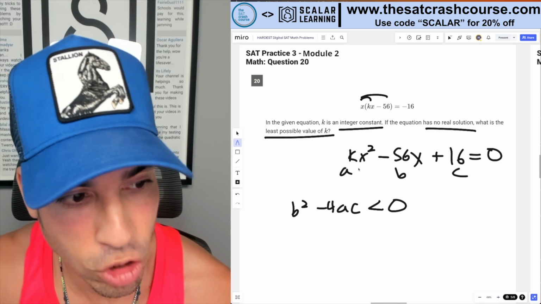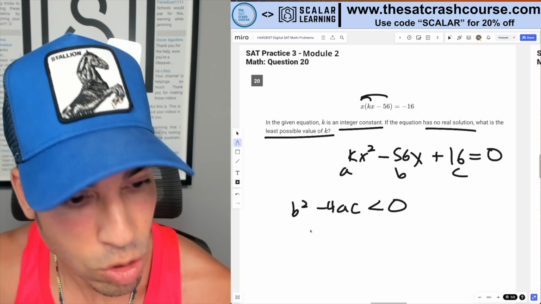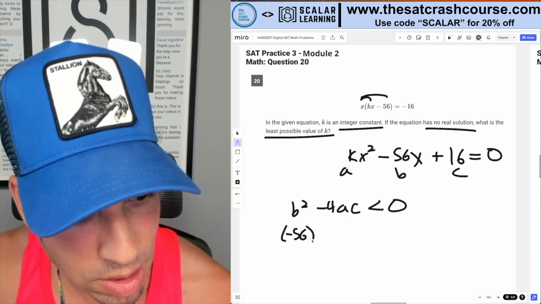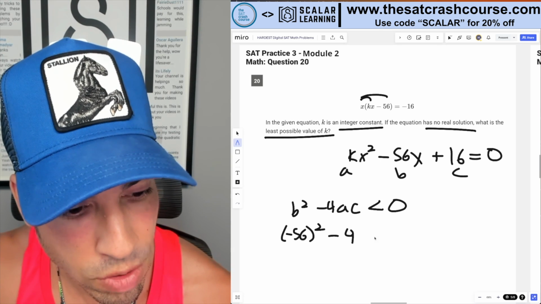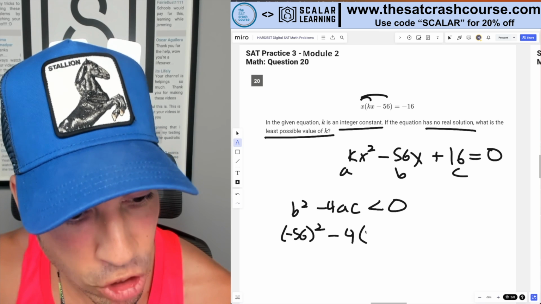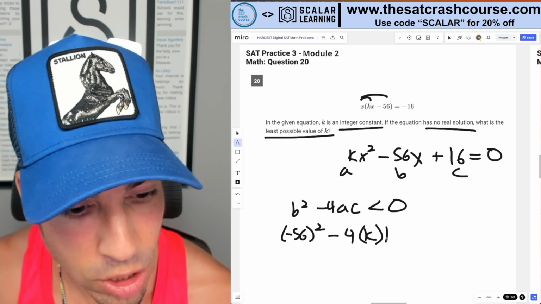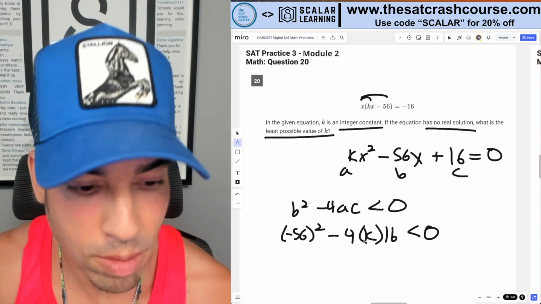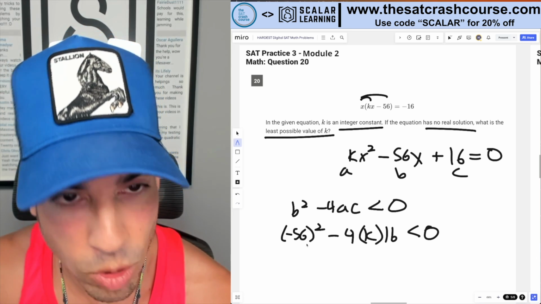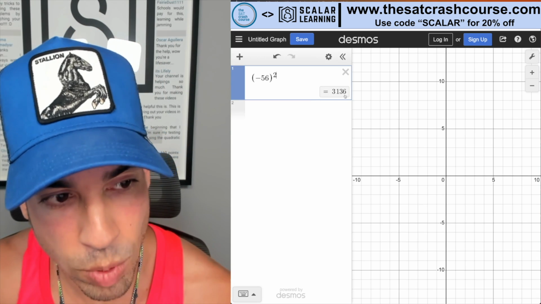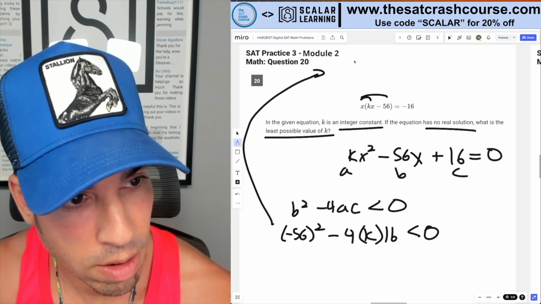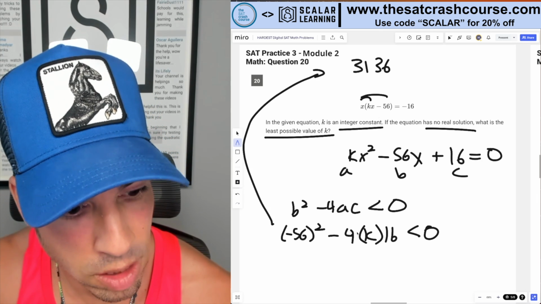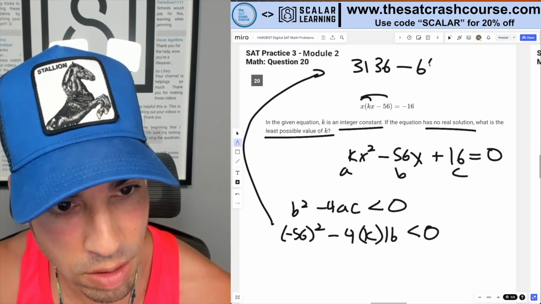So now we can plug and chug and isolate k. So b is negative 56 squared minus 4 times a, which is k, times c, which is 16, and all of this is less than 0. So now we just got to isolate, and we're going to probably need to use Desmos here because these are big numbers. So negative 56 squared is 3136, which means we have 3136 minus 4 times 16 is negative 64.